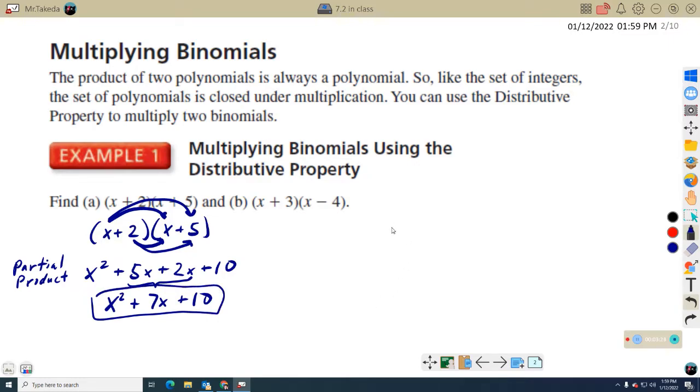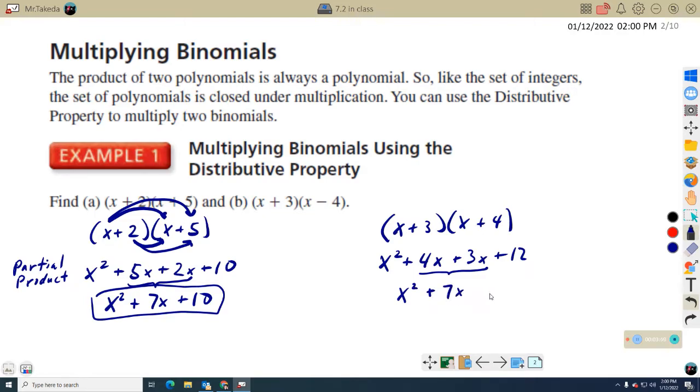Okay. For example B, x plus 3 times x plus 4. X times x, x squared. X times 4, 4x. 3 times x, 3x. 3 times 4, 12. Can I collect like terms? Yes, I have like terms here in the middle. So x squared plus 7x plus 12. Okay, so there is this example. Write down what you need to, and then we'll move on.